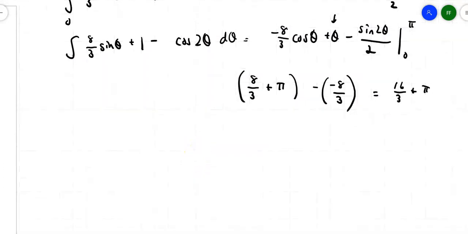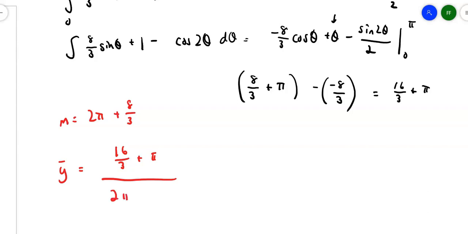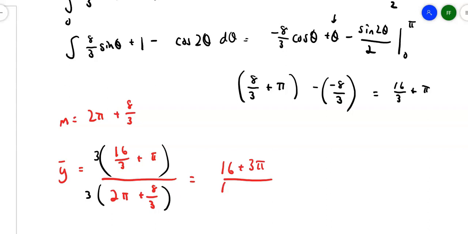So if m is 2 pi plus 8 over 3, then my y center of mass is going to be 16/3 plus pi divided by 2 pi plus 8/3. Oh, let's hit the top and bottom with a 3. All right, so hit top and bottom with a 3 and then distribute. So that'll give me a 16 plus 3 pi on the top, 6 pi plus 8 on the bottom.